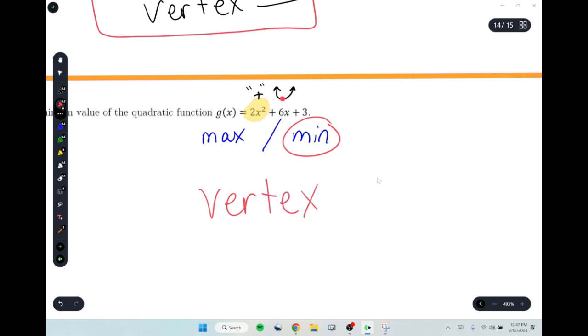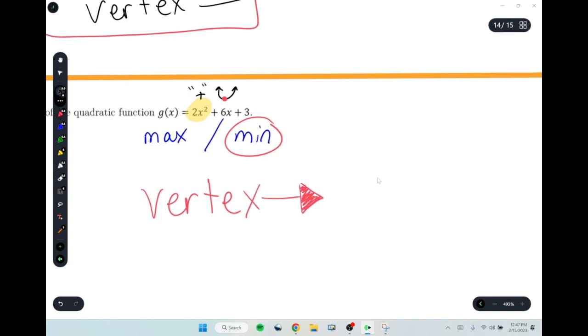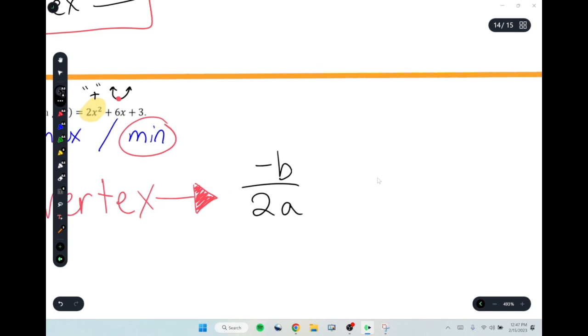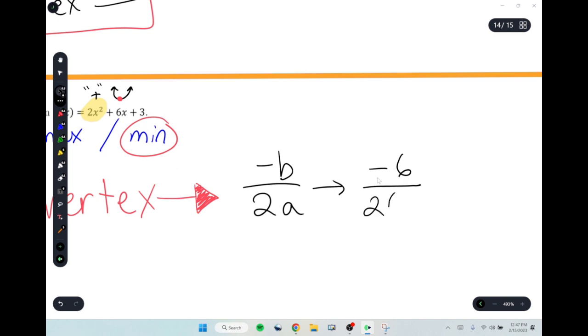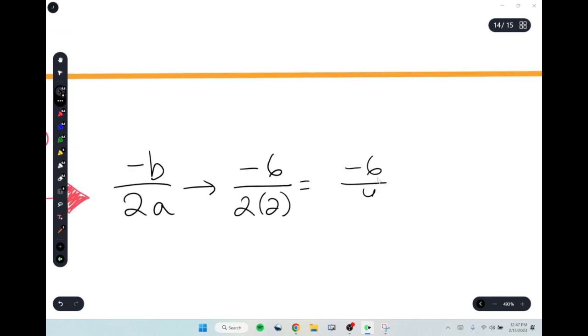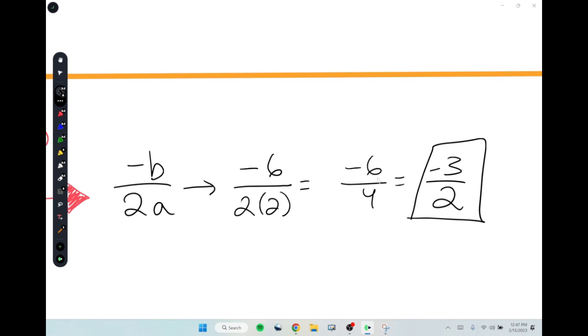You just got to find the vertex. All right, how do you find the vertex? 100% negative b over 2a. Which in this case is negative 3 over 2 times 2, which is negative 3 over 2. That's not a vertex.